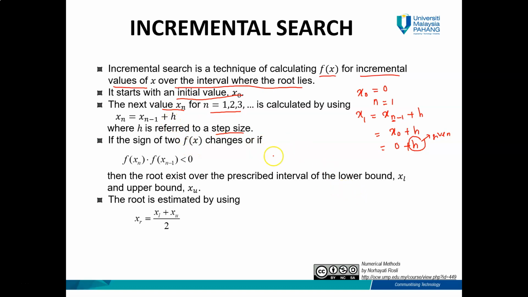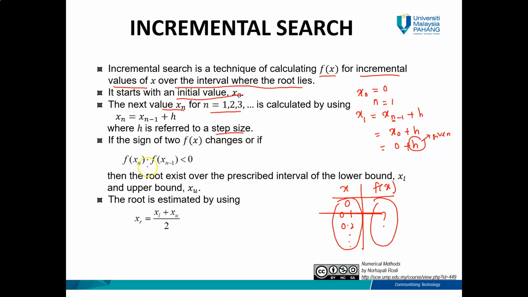So based on this, you need to form a table. This is x, this is f(x). For example, here we have x0, and then the next one, let's say 0.1, 0.2, and so on. Once we got all these x, you need to find the values of f. By finding the value of f here, you can check where actually the sign of f(x) changes.